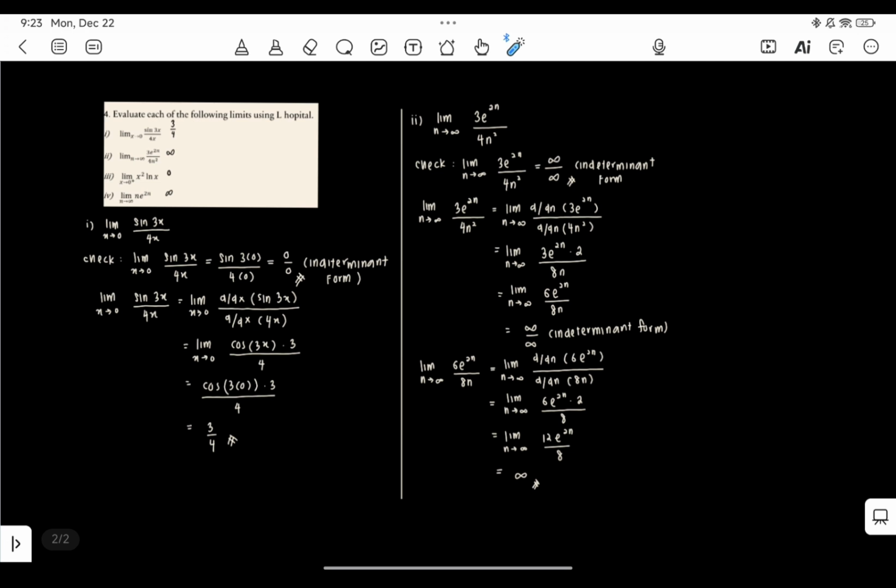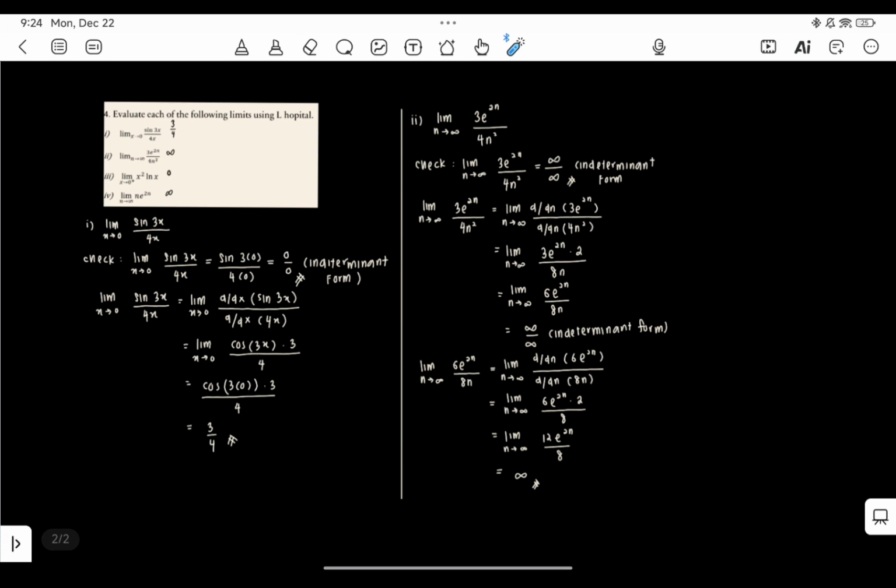Next, we differentiate the numerator and also the denominator. Differentiating 3 to the power of 2n, we get 3 to the power of 2n multiplied by 2. Then differentiating 4n squared, we get 8n. So 3 to the power of 2n multiplied by 2, we get 6 to the power of 2n over 8n. When n goes to infinity, the numerator is still infinity and the denominator is still infinity too. So we apply the L'Hopital rule one more time.